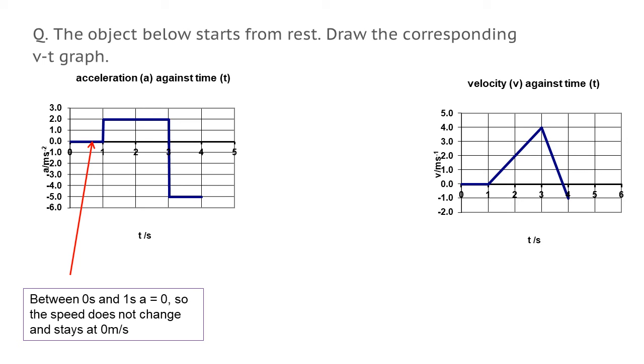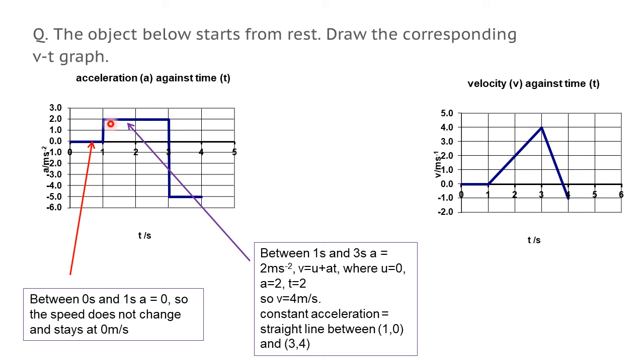Then between 1 and 3 seconds, the velocity starts at 0, because that's where we finished the previous section, and it's accelerating at 2 meters per second squared for 2 seconds. Put the numbers into the equation, v equals u plus at, and you get the final velocity to be 4 meters per second. Another way of looking at it is we start with 0, and we're going up at 2 meters per second every second as we go 0, 2, 4.